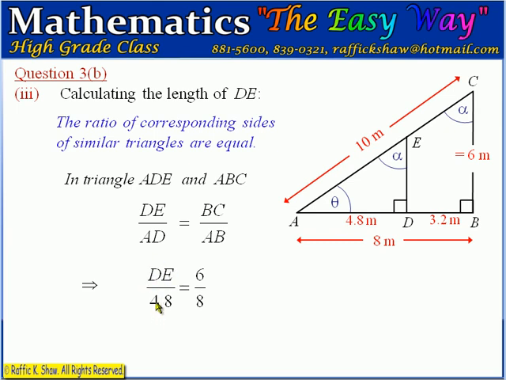And so to calculate DE, we simply multiply both sides by 4.8. And when we do that calculation, we end up with DE equals 6 divided by 8 multiplied by 4.8. And when we do that calculation, we end up with 3.6. And so the length of DE is 3.6 meters. And that's the answer for part 3 of question 3b. And that's the end of question 3. So we'll do question 4 in the next video. See you then.